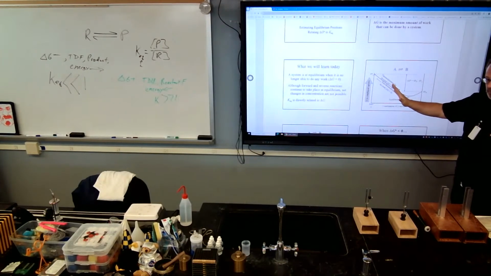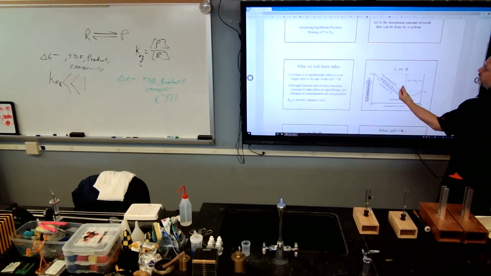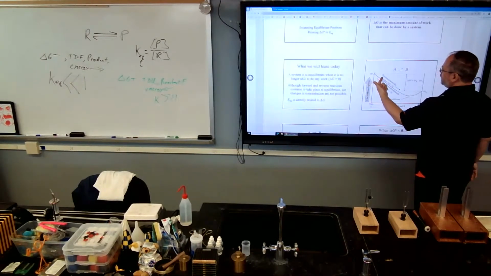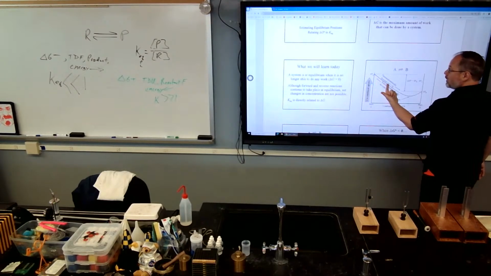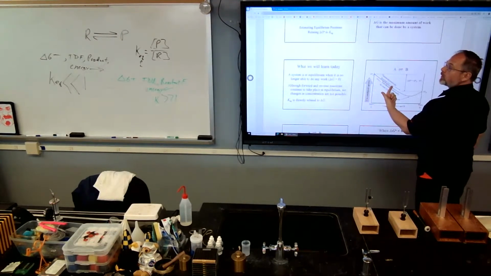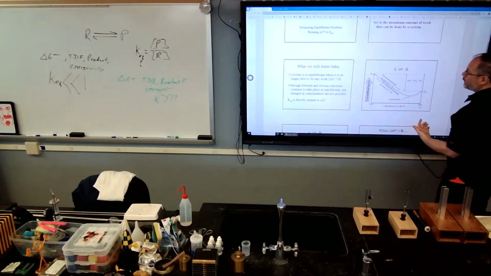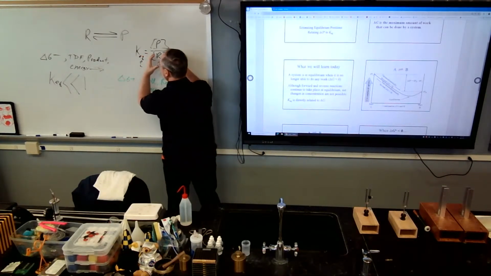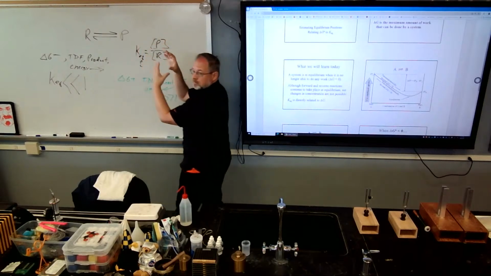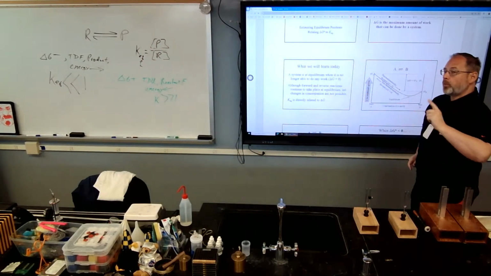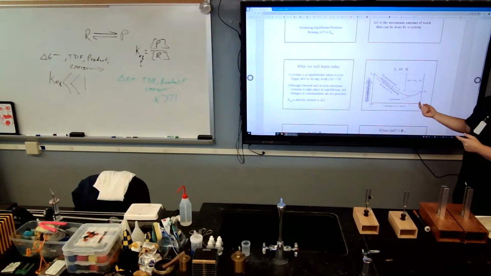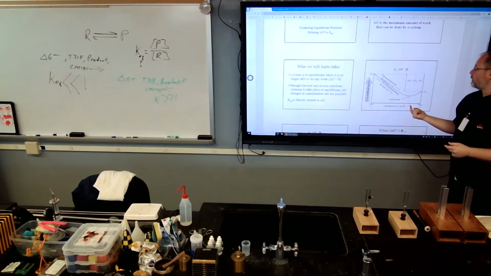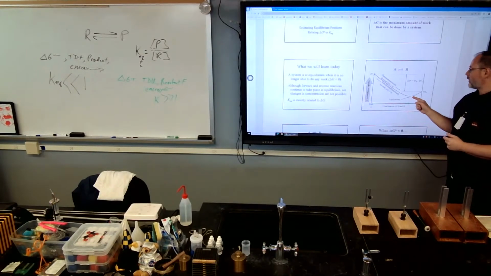Are you comfortable with this concept? Okay. Now, as the reaction proceeds over time, it goes from very product favored to less product favored, and over time becoming more and more reactant favored. In other words, as the reaction proceeds, we consume our reactants and produce our products until we get to a point where we have equal amounts of A and B. That's our equilibrium.